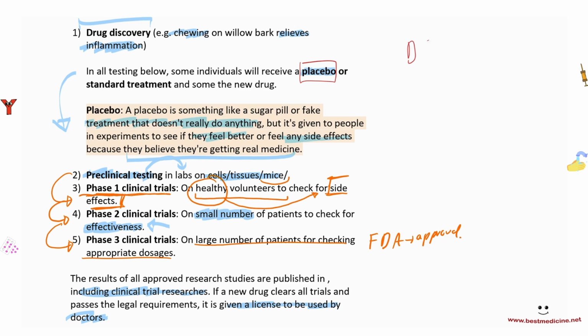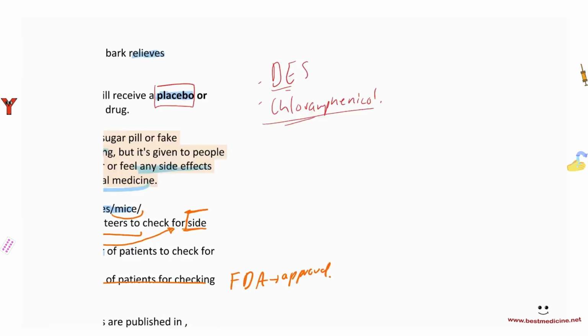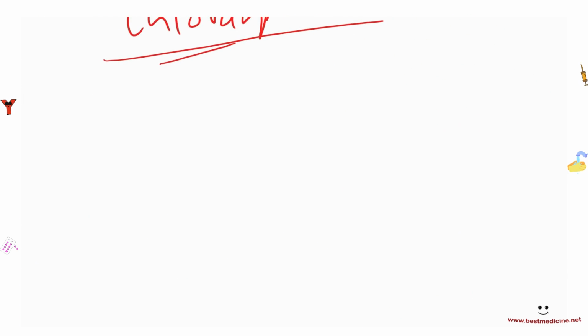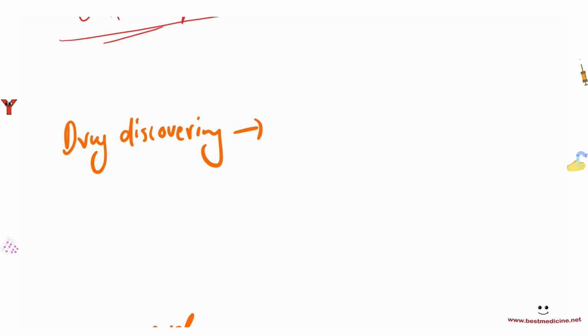There's something called diethylstilbestrol, right? There's something called chloramphenicol, not allowed to be used in the U.S., and so on. So just to review this again very quickly, right? We have drug discovery, then we have preclinical testing, then we have the phases. So again, number 1, we have the drug discovery. After discovering the drug, we test it in a lab, in a test tube, on cells, on mice, etc. Right? Lab testing.